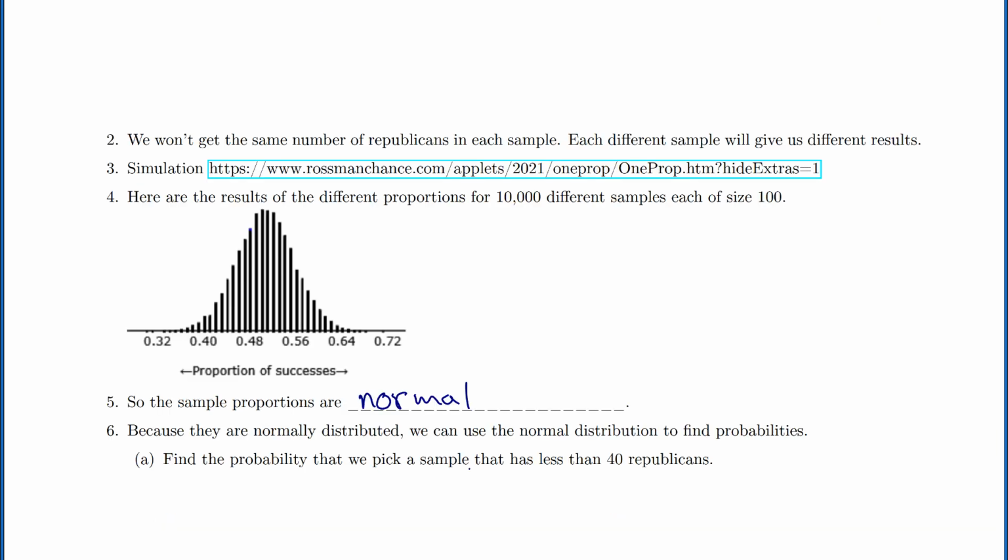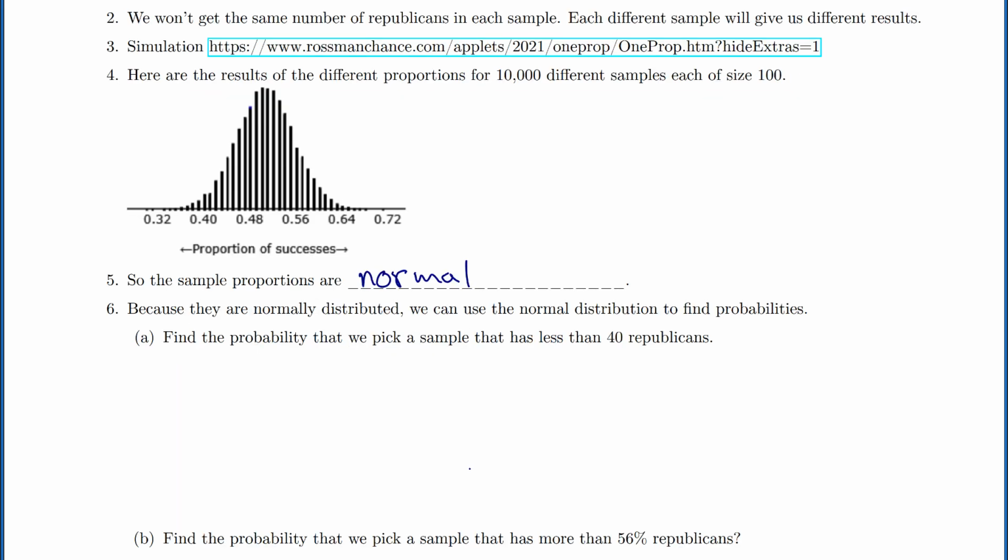So let's find the probability that we pick a sample that has less than 40 Republicans. If the sample has less than 40 Republicans, then we want to find the probability that p hat is less than 40 out of, remember my sample size is 100, so 0.4. So we want the chance that we get a sample proportion less than 0.4. It's a normal curve, so we're looking for 0.4 and anything to the left of that.